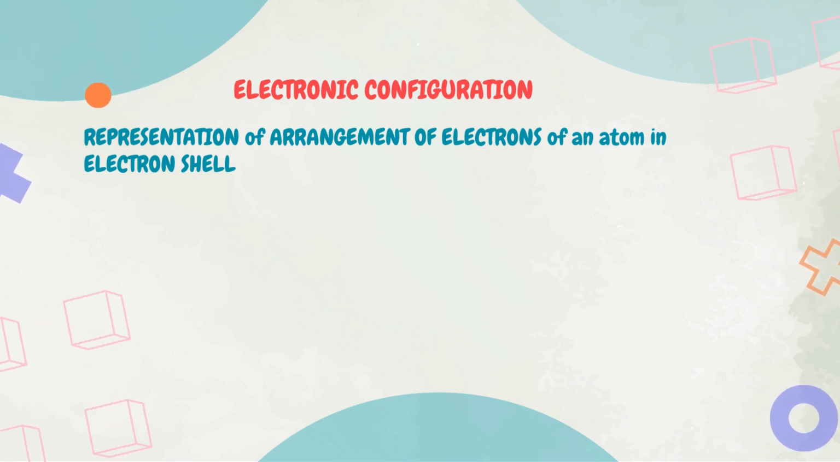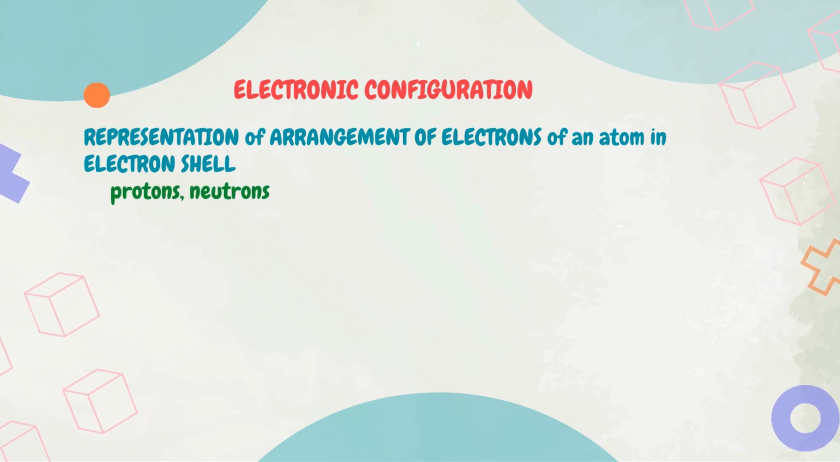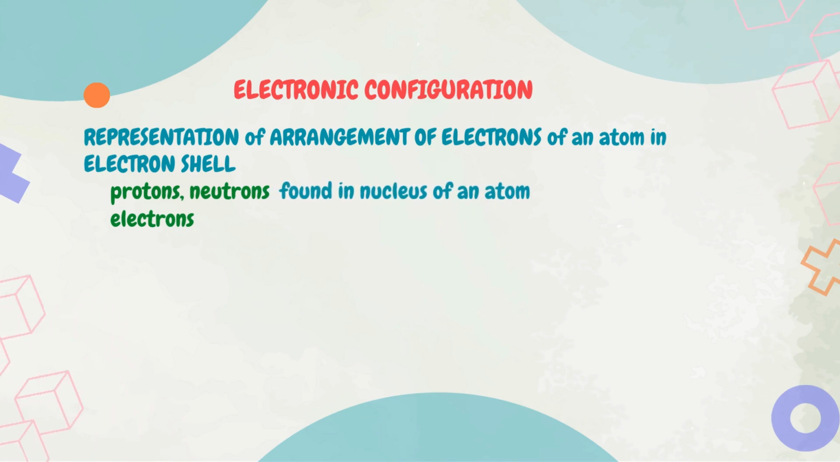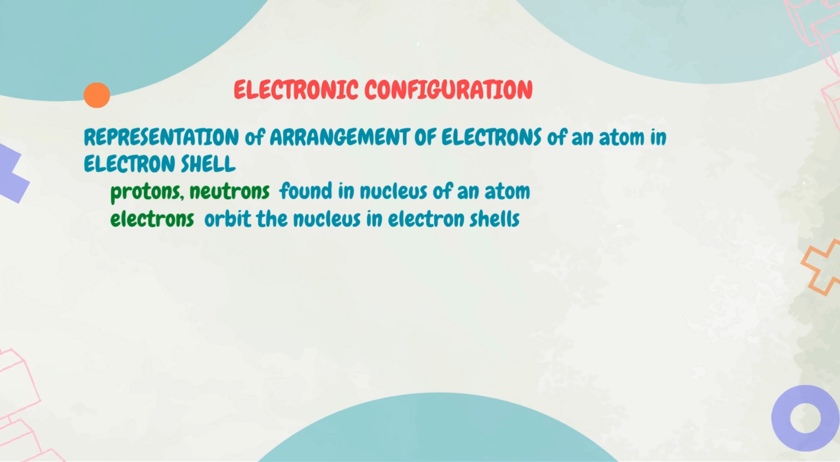Atoms contain three subatomic particles: protons, neutrons, and electrons. Protons and neutrons are found in the nucleus of an atom located at the center. Electrons orbit the nucleus in the electron shells or orbitals.